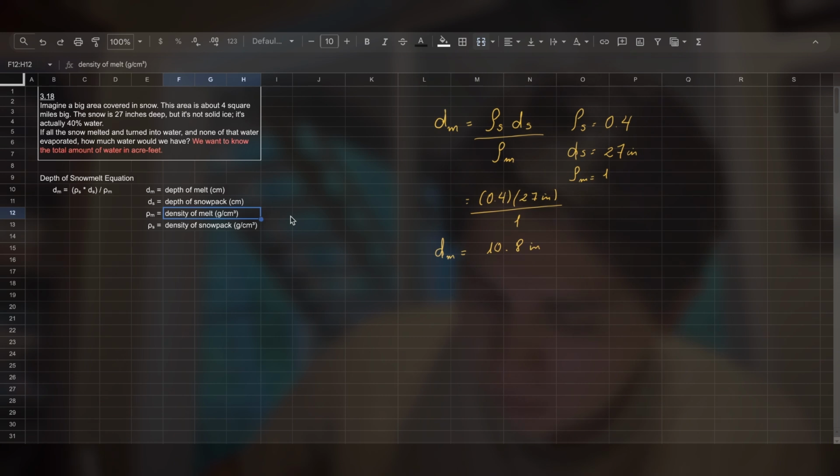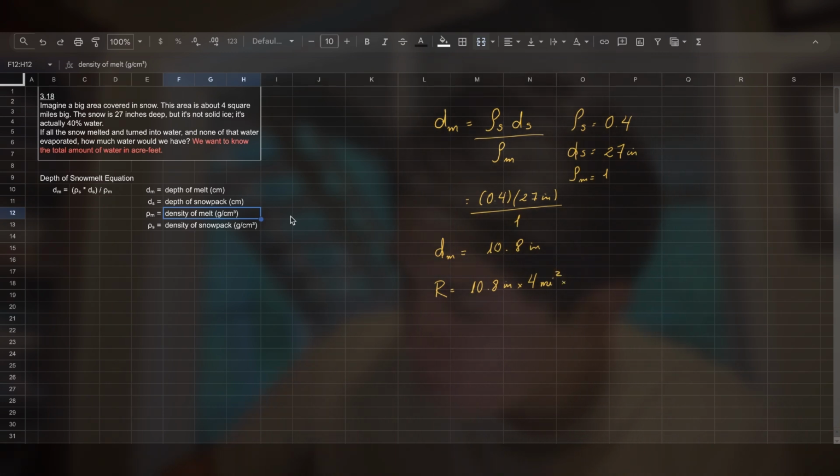So we're going to have to solve for the runoff volume, and we're going to use this depth and multiply it by the area, which is 4 square miles. And all we need to do now is conversion. We need to cancel inches, and we want acre feet, so we have the feet, and now we need to convert square miles to acres. There are 640 acres in 1 square mile. That way we cancel square miles and we get acre feet.